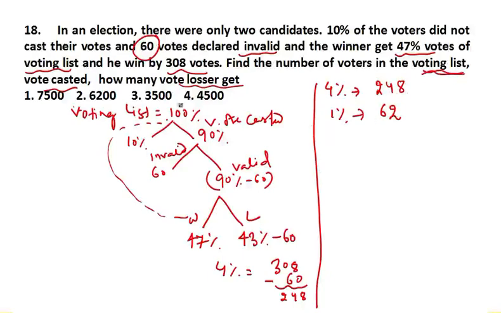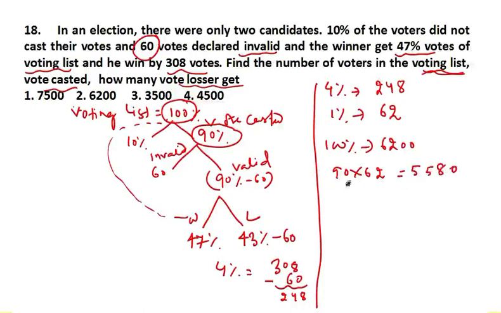So it is asking you the voting list. The voting list is 100%. So 1 represents 62, means 100 will represent 6200. Okay, it is asking you the votes cast. This is my votes cast. So if 1 represents 62, what will 90 represent? You will get your votes cast here. It will be how much? Tell me. It will be 5580. If you multiply by 90, you will get this one, votes cast.